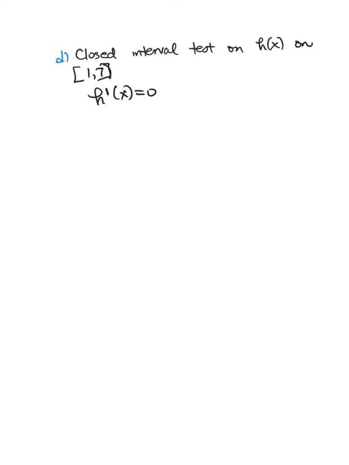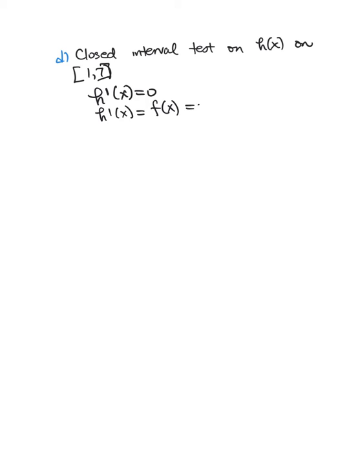So in part D, we have to use the closed interval test. And before we use the closed interval test, we have to use the closed interval test on h of x, on the interval from 1 to 7. So the first thing we have to do is set the derivative of h to 0 to find critical values where there may be a relative max or min, but we have to substitute these back into h. And the derivative of h is little f.